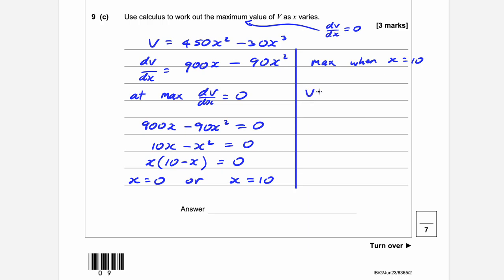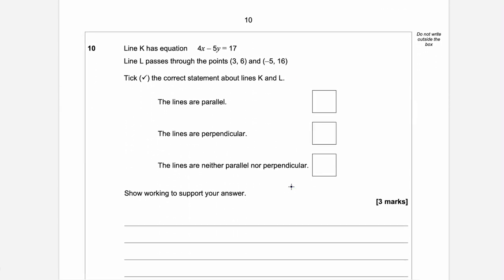So I'm going to get v is equal to 450 times 10 squared minus 30 times 10 cubed. This is 450 hundred, and this is 30,000. Obviously, guys, you can use your calculator. 45,000 minus 30,000 is 15,000. This is 15,000.